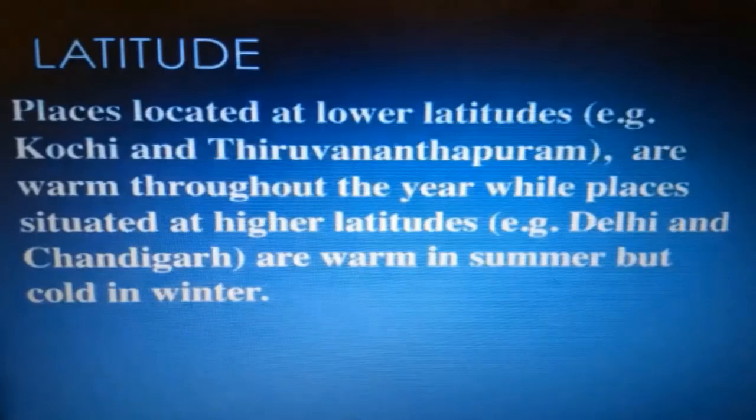First, we'll discuss the latitudes. Now, India is located between 8 degrees to roughly 37 degrees north of the equator. So, places located at the lower latitudes, that is Kochi, Thiruvananthapuram, have warm climate throughout the year, while places situated at the higher latitudes, that is above Tropic of Cancer along with it, like Delhi, Chandigarh, are warm in summer but cold in winter.